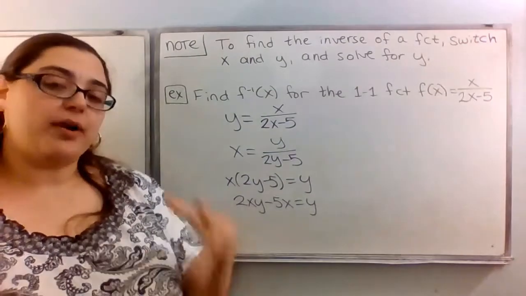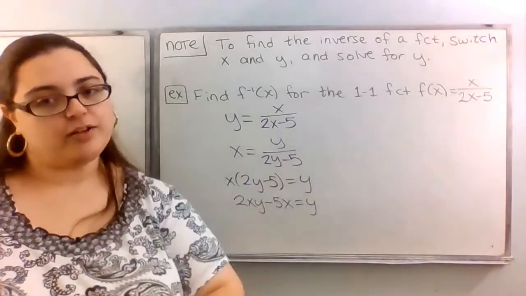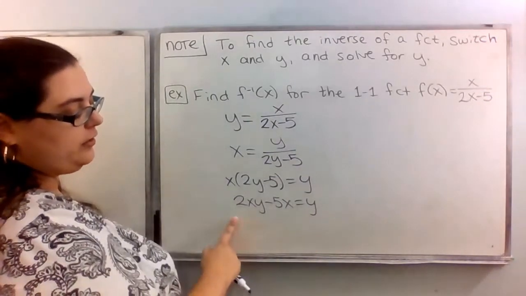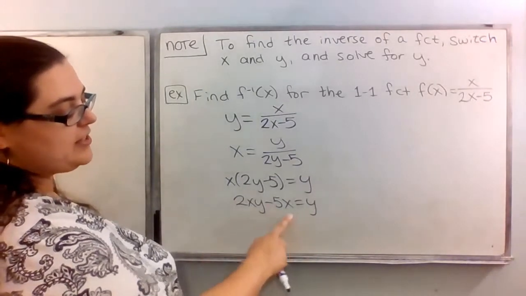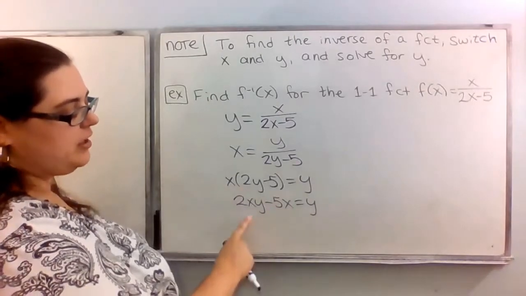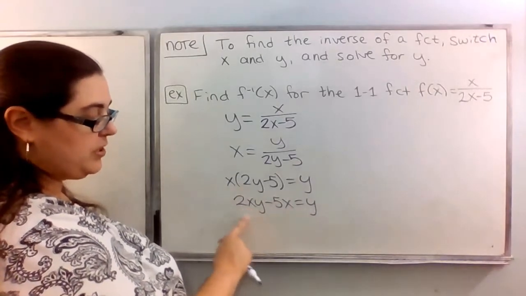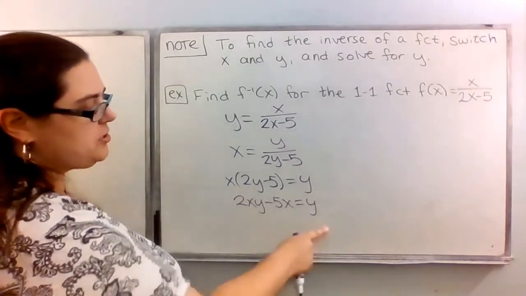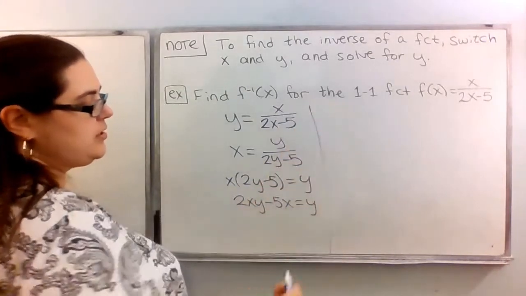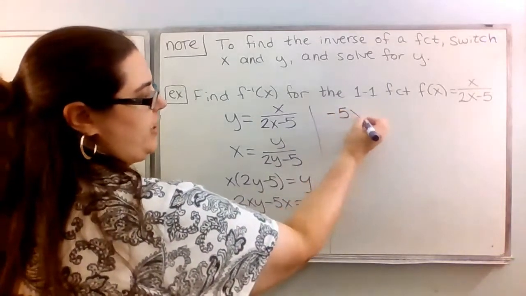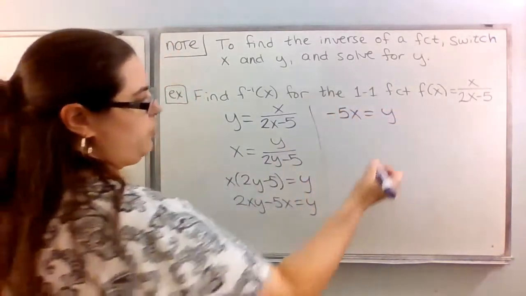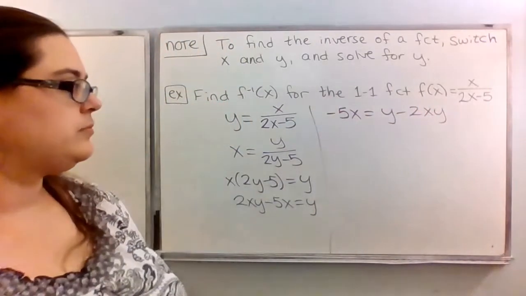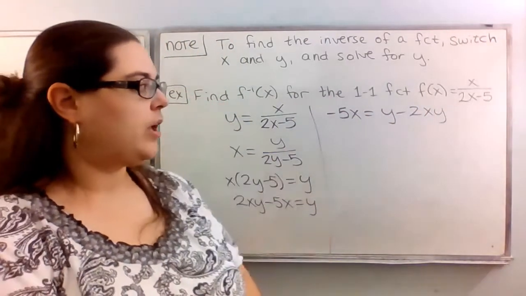So in this case, we want to bring all the y's to one side and everything else to the other. So I could move this y over here, but then I would have this x on that side. So it's just going to be easier to move this piece, 2xy, over to the other side. So I'm going to subtract 2xy from both sides, and that will give me negative 5x is equal to y minus 2xy.